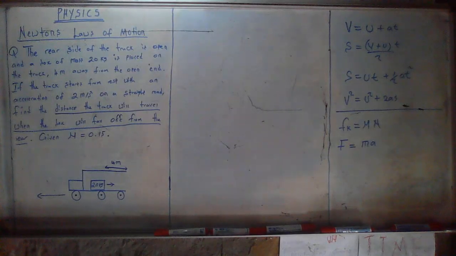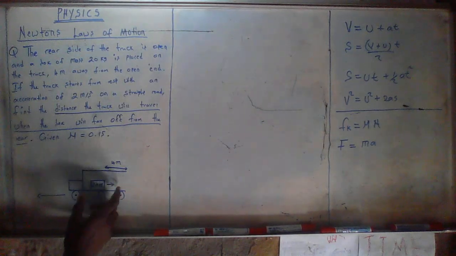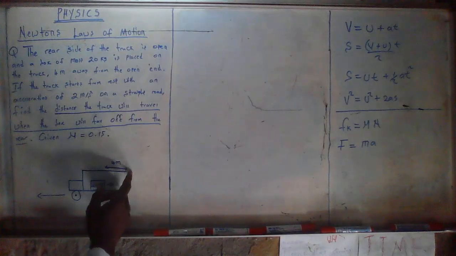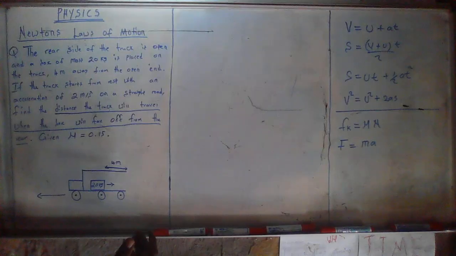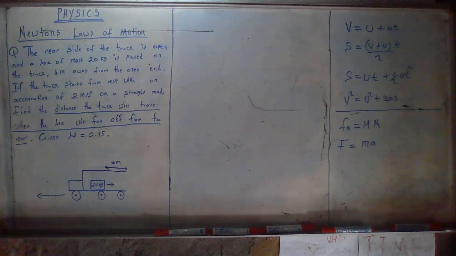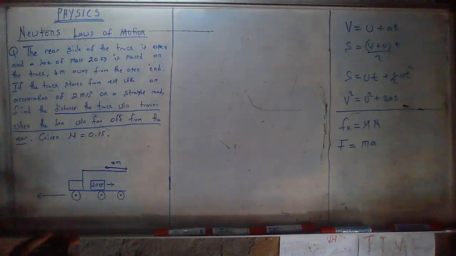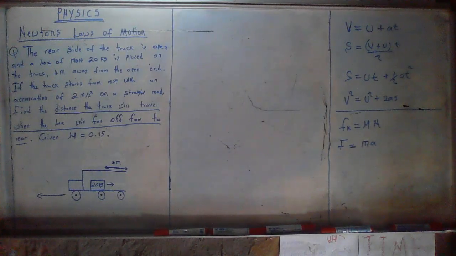In this case, we are going to relate the box and the track in terms of time. So we need to find the time it will take this box to move this 4 meters and use the same time to find the distance the track would have traveled in that same time. Yeah, with that, I think we are good to start. So what do we want to find? We want to find the time.